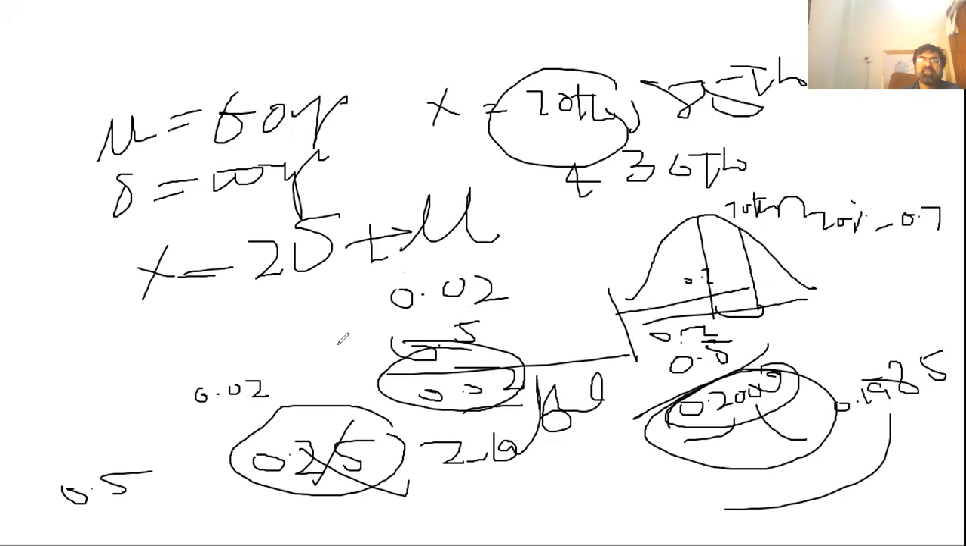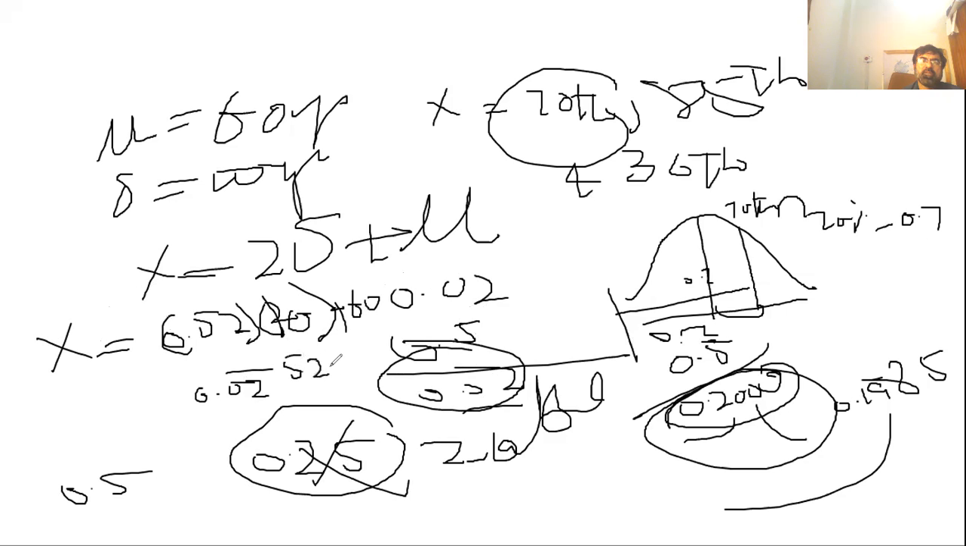Now putting these values in the formula, x is equal to 0.52 into 10 plus 60. That will become 5.2 plus 60. So that becomes 65.2 years. So a person who is standing at this 70th percentile, where the mean age is 60, will carry an age of 65.2 years.